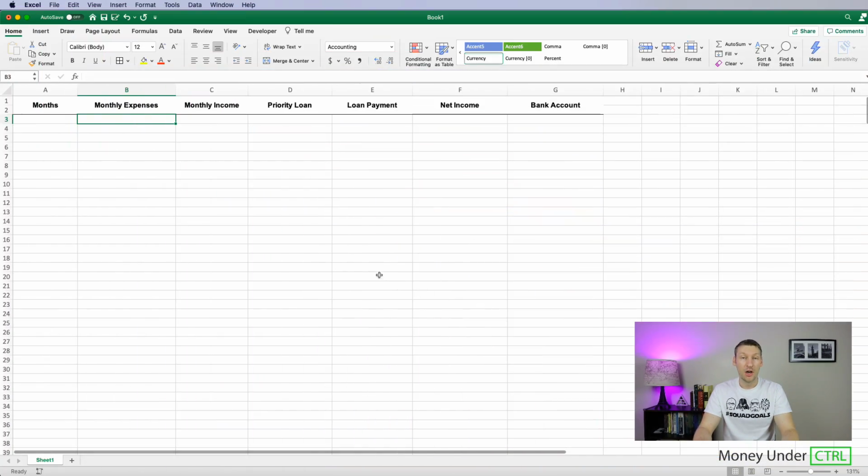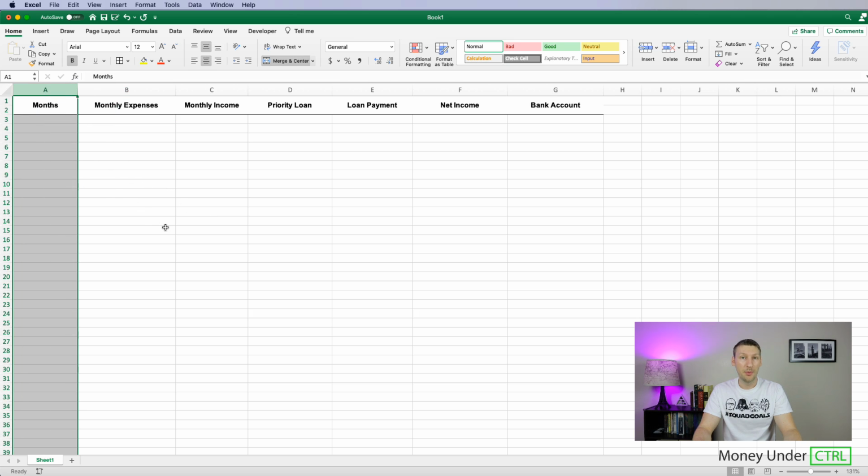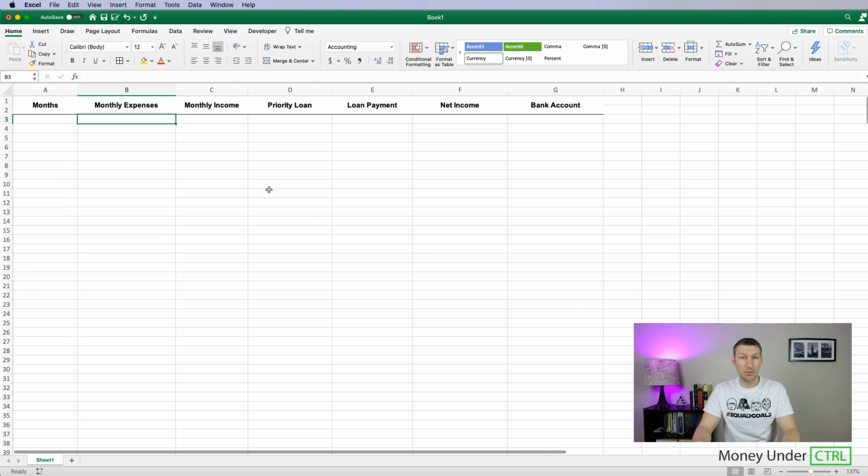In the first column, we'll put all of our dates. The time interval is up to you. I personally like to have a 1-month interval since most of the payments are scheduled monthly. In the second column, put your monthly expenses without a priority loan.